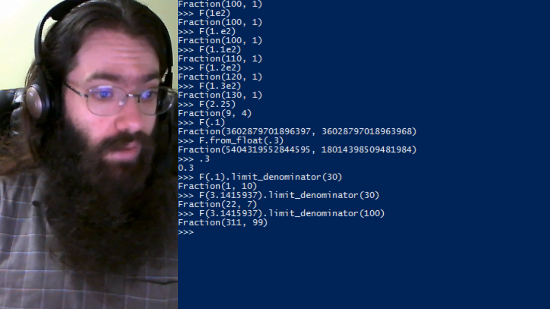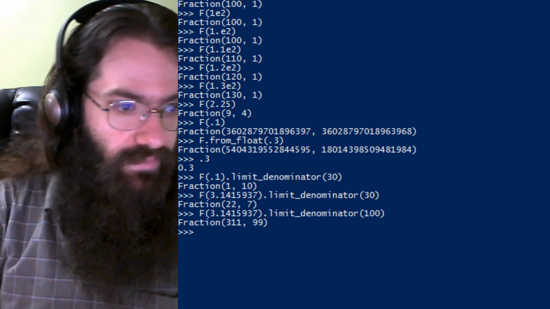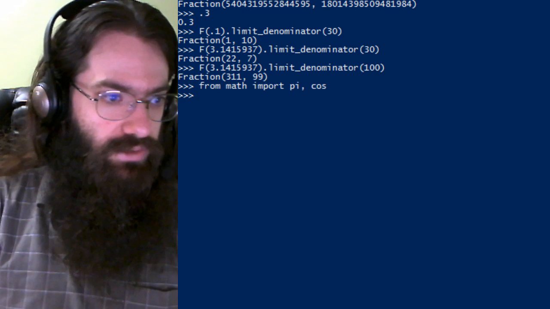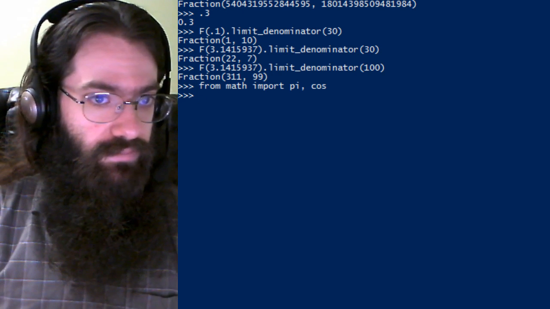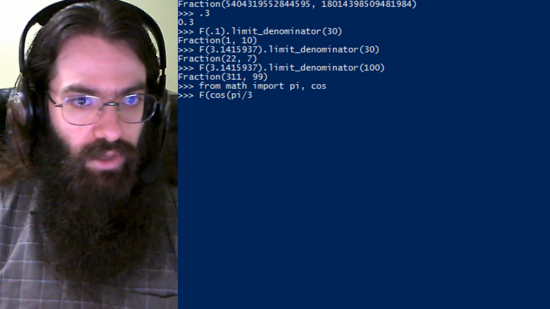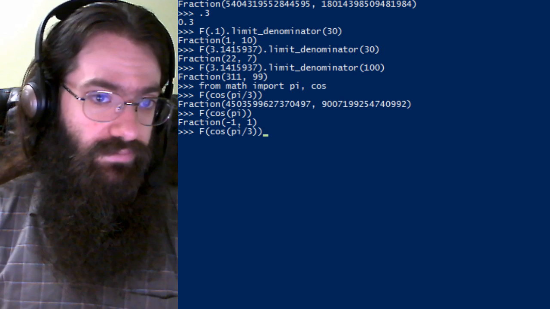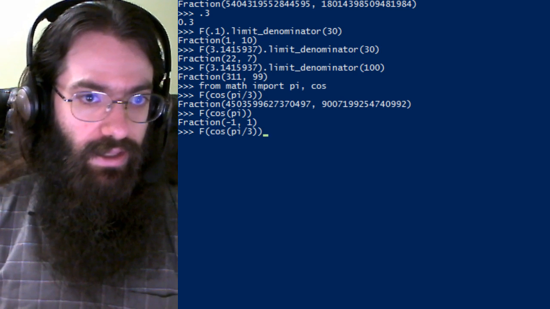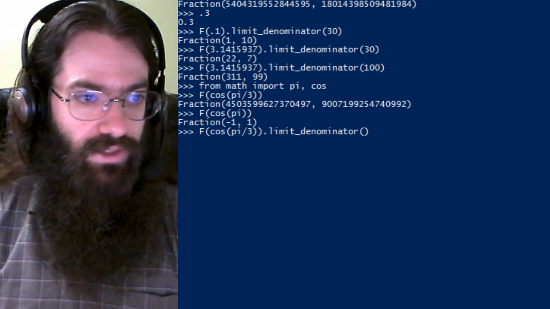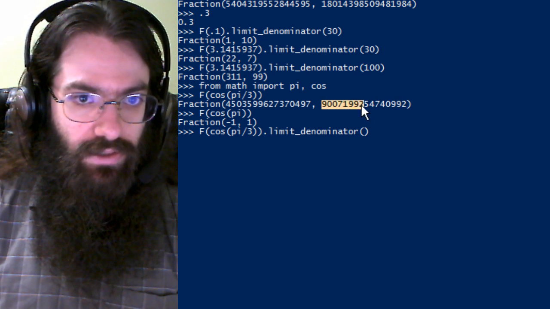But we do that and we limit the denominator. Let's import pi and cosine from the math module, which we have also looked at. Fraction out of cosine of pi over 3. Not quite. How about just pi? Oh, it is -1. So we want to do this, and then we will limit the denominator to just the default value of 1,000,000, because notice how this is very long. We have 3 digits and 6, and here are 9 digits.